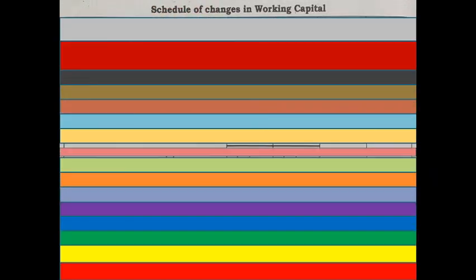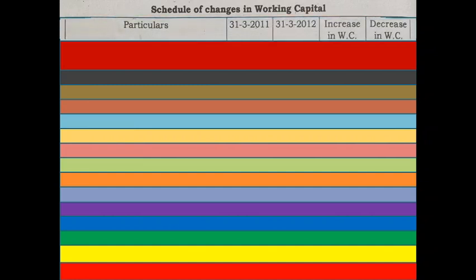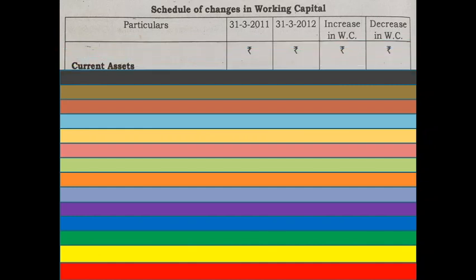A schedule of changes in working capital is prepared by starting with a heading. Remember, it consists of 5 columns. First one, particulars, followed by the year given in the question, meaning the beginning year. The second column is for the year following the beginning year, that is, previous year and current year. First, it begins with current assets, and just go through the question.